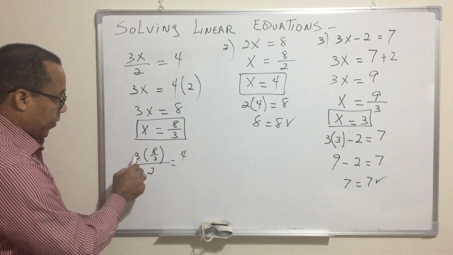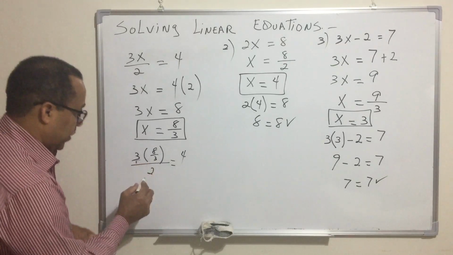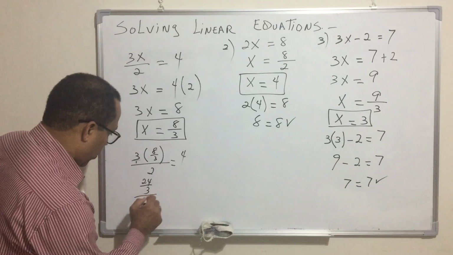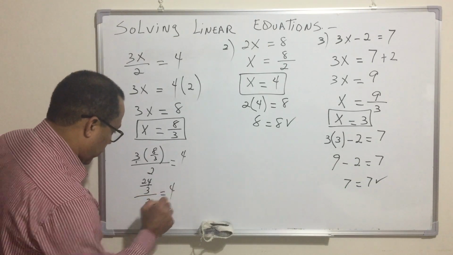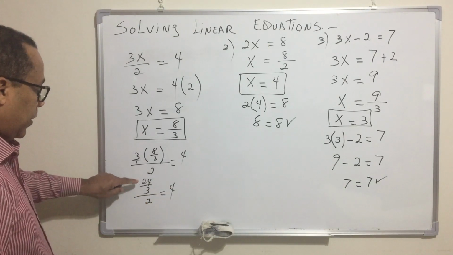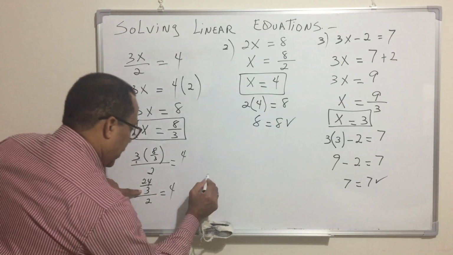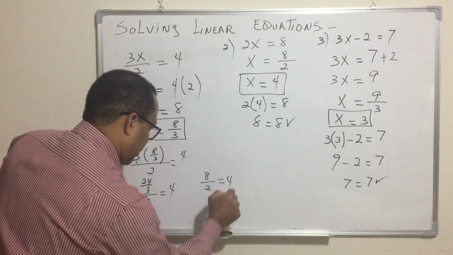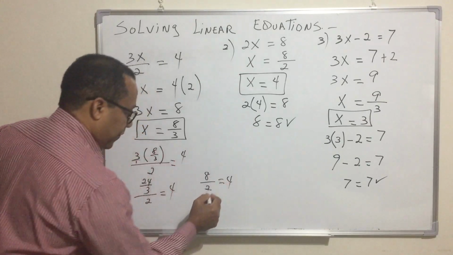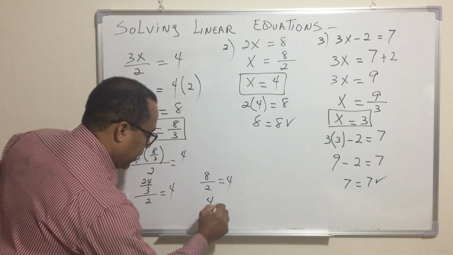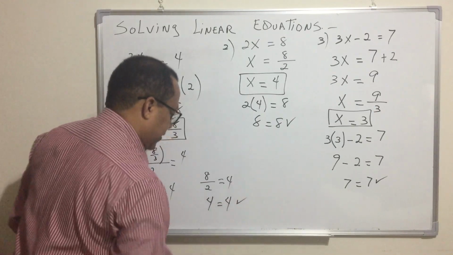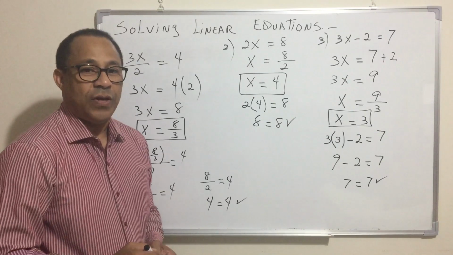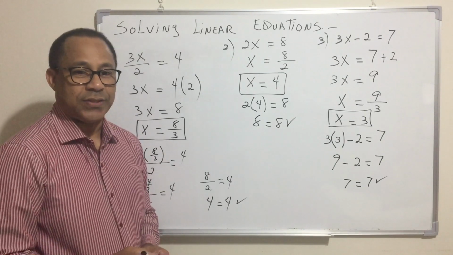When you multiply the numerators, 3 times 8 is 24 over 3, over 2 equals 4. 24 divided by 3 is 8 over 2 equals 4. 8 divided by 2 is 4, equals 4. Check. And this is the way we solve simple linear equations.